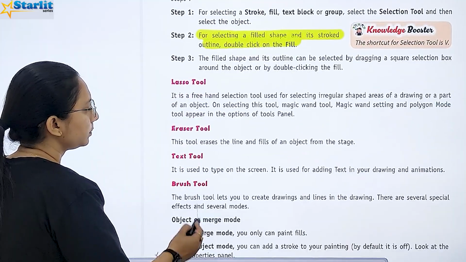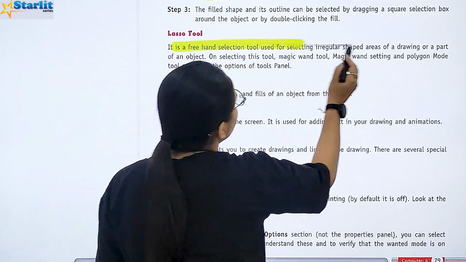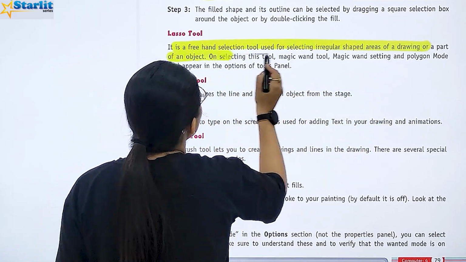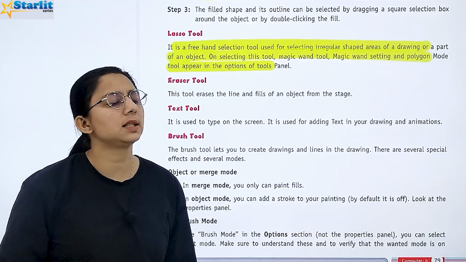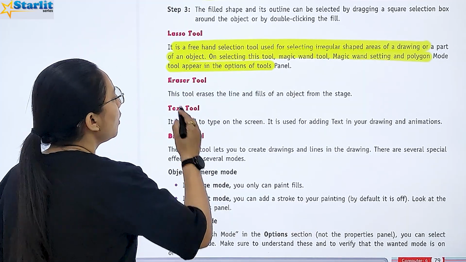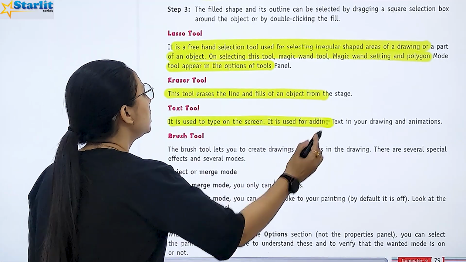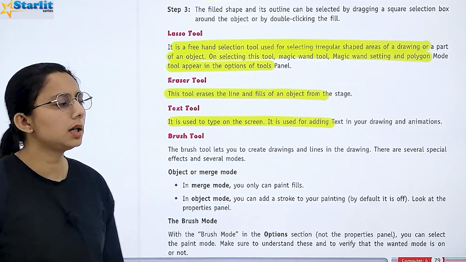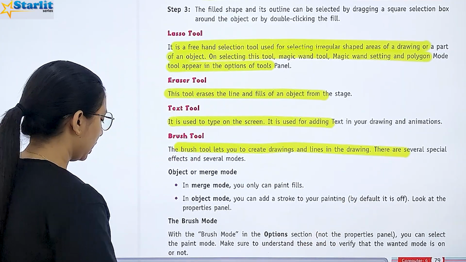Now the lasso tool, it is a freehand selection tool for selecting irregular shaped areas of an object. On selecting this tool, the magic wand tool, magic wand settings and polygon mode tool appear in the options, right? Now the eraser tool erases the lines and the fills of the object. Text tool, it is used to type on the screen, right? Now the brush tool, which lets you create drawings and lines in the drawing.